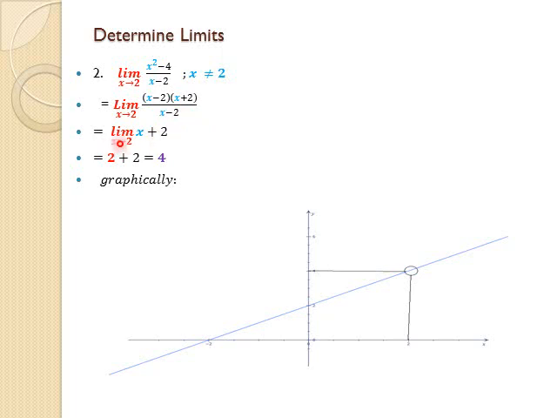So now I substitute 2 in there. 2 plus 2 gives me 4. So as x tends to 2, y tends to the value 4.